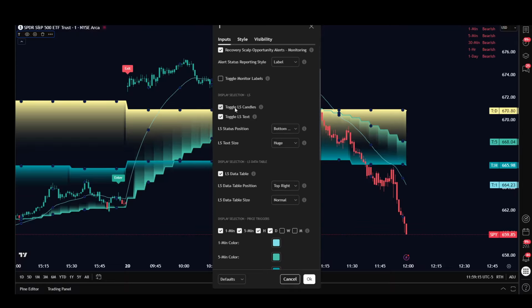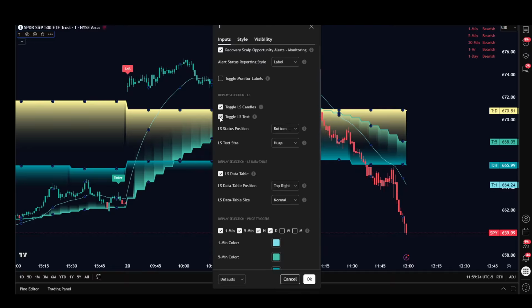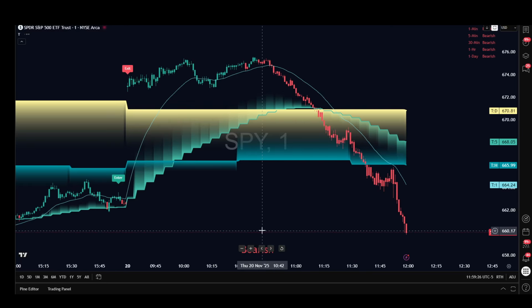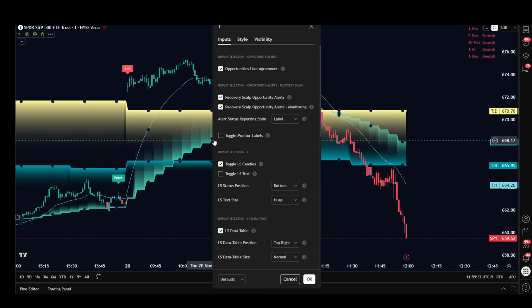Now you could also toggle the candles on and off. So if you toggle the candles off, then it'll no longer color the candles. You can also toggle the text off. So this bearish text on the bottom that tells you if it's bearish or bullish, by toggling off that setting, this will disappear from your screen. Now we'll put that back on.